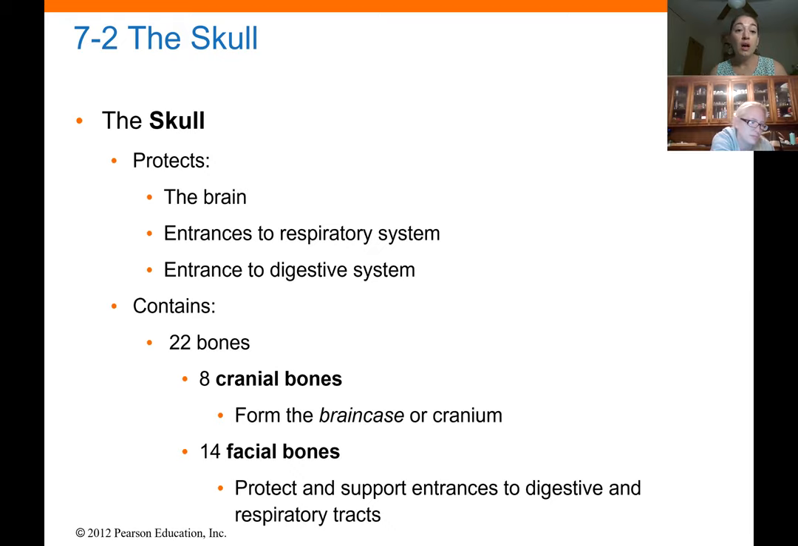Other functions of the skull have to do with the respiratory system. So think about your nasal cavity. When you are breathing in through your nasal cavity or in through your mouth, that travels down through the oropharynx, which is the back side of the throat, and then down. And then the mouth is involved with the digestive system and your teeth as well. So a lot of functions, but the primary function of the skull is protection, protecting the brain.